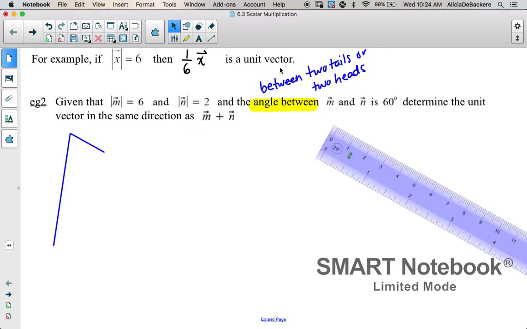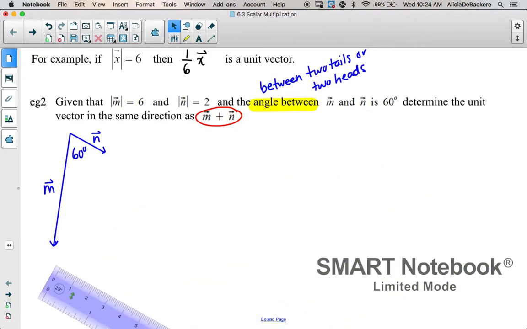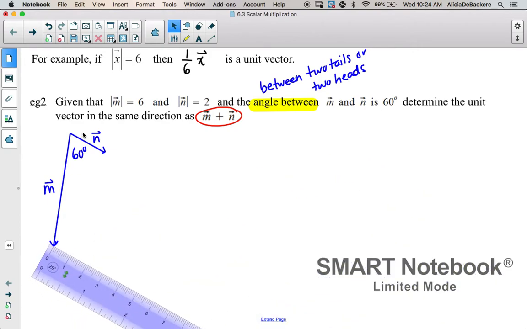Now remember that the angle 60 degrees is either between two tails or two heads. So I'll put it between the two tails, but it would have been the same if I'd drawn it the other way with the heads pointing together. Now, what I want to figure out is the unit vector in the same direction as m plus n. So we've got vector m here and vector n here. We want to figure out m plus n. So in order to add two vectors, I need to drag that vector n down and connect it to the head. So the tail of vector n is going to touch the head of vector m.